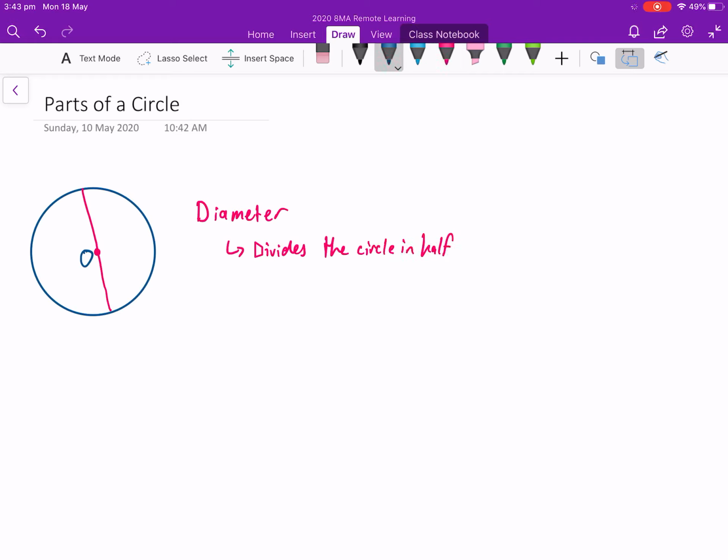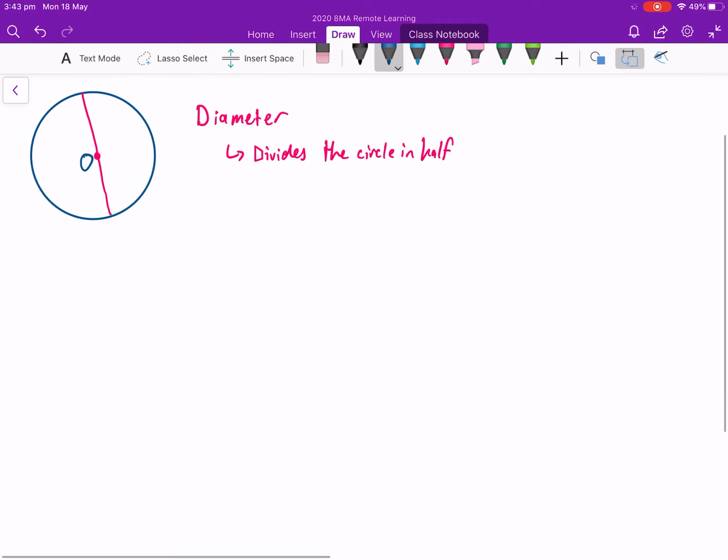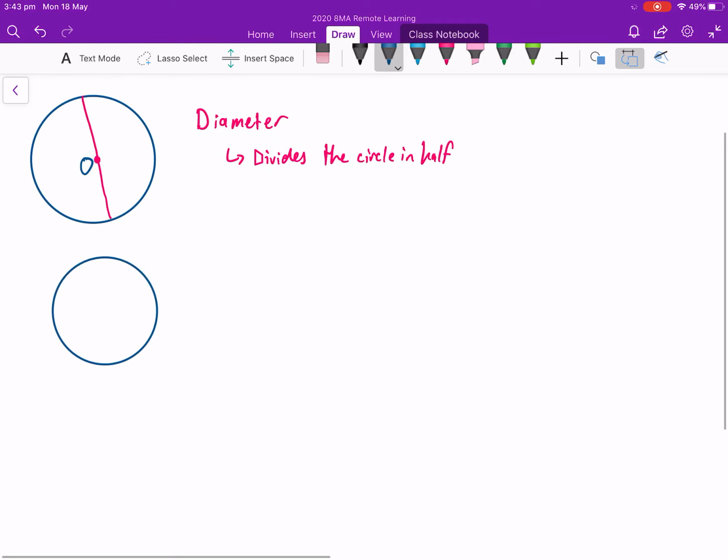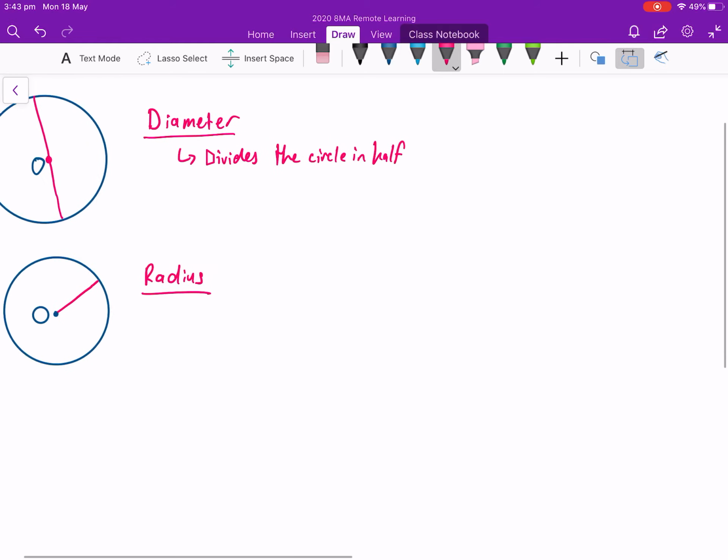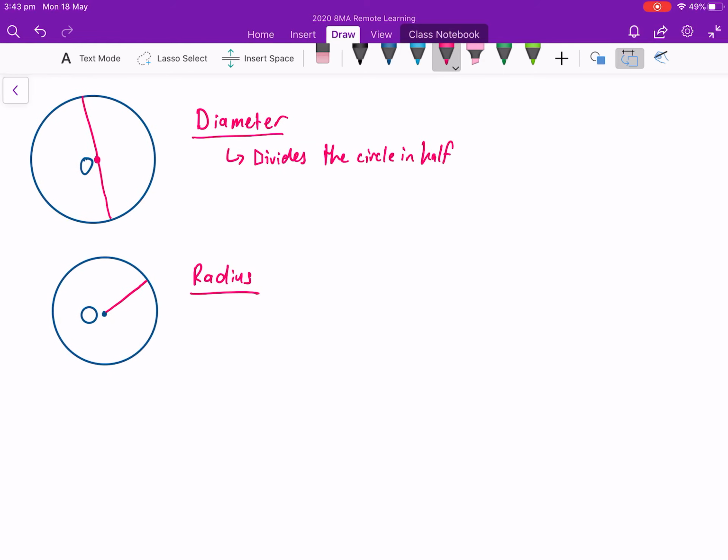Now, if I were to draw another circle, and I had the centre O again, and this time I only had a line from the centre to the actual boundary of the circle, this is called a radius, or radii. The radius is just the centre of the circle to the actual circle.